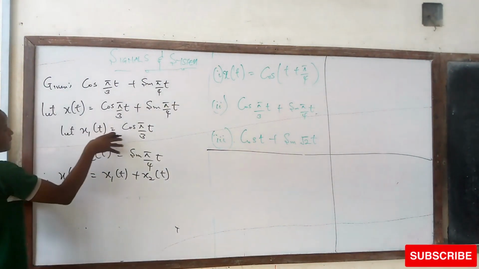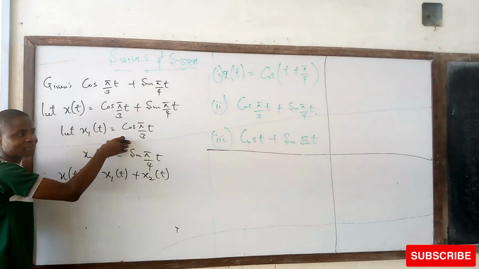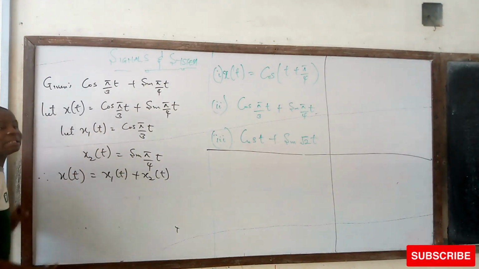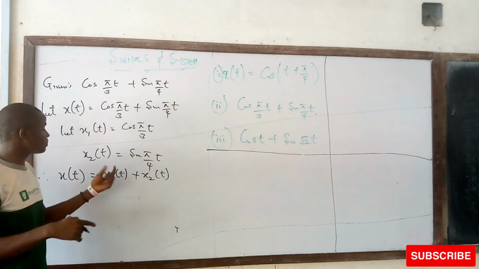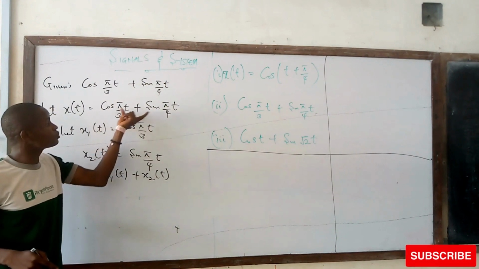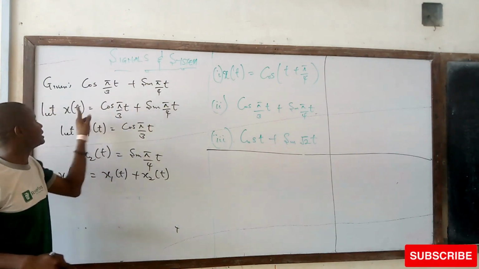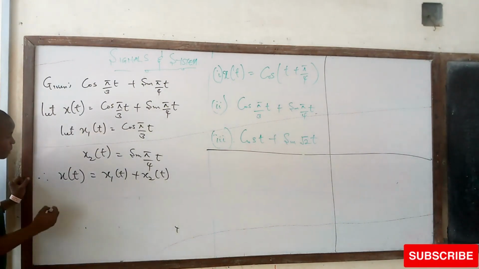So now I can get the period of the first signal separately, and the period of the second signal separately. Thereafter I will find a general period for these two separate signals, for these two trigonometric functions, which is the whole signal that was given initially. So this is how we go about it.